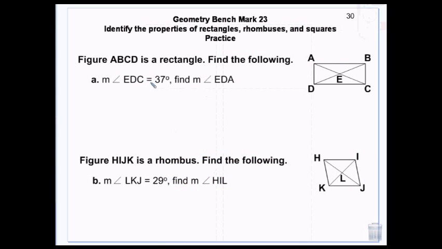So if EDC is 37, so that's EDC, that's here, 37. What's EDA? Okay, it's a rectangle, so what's this whole angle? 90. Yeah, so this is going to be a 90-degree angle. And if part of it's 37, we do 90 minus 37. So that's 53.